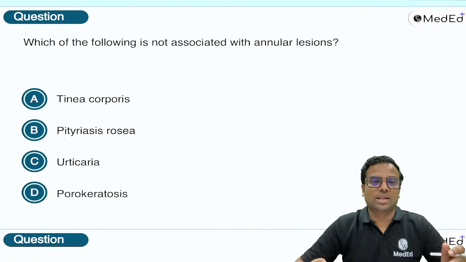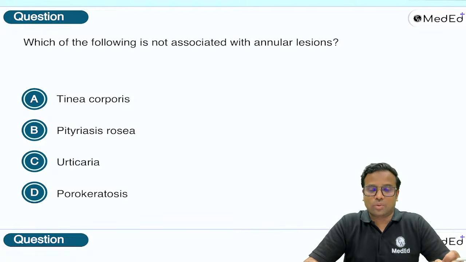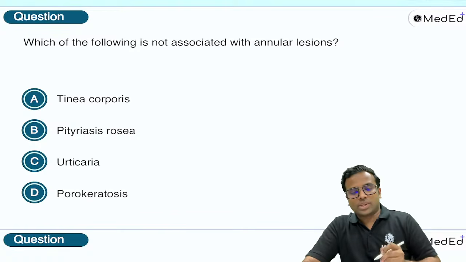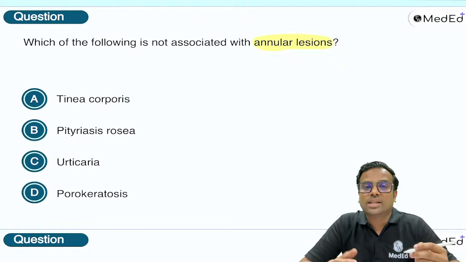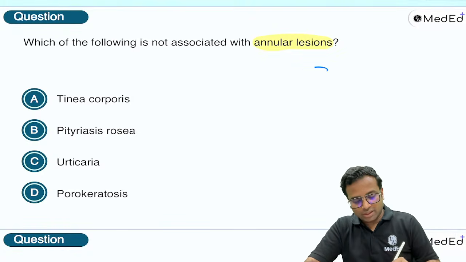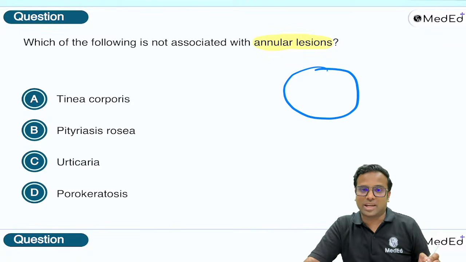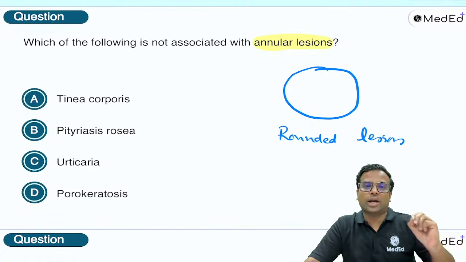So the first question is, which of the following is not associated with annular lesions? Now first, when you see this question, you can see it mentions an annular lesion. So what is the simple meaning of an annular lesion? An annular lesion means these are rounded lesions like this, right? So any rounded lesions, we call it an annular lesion.